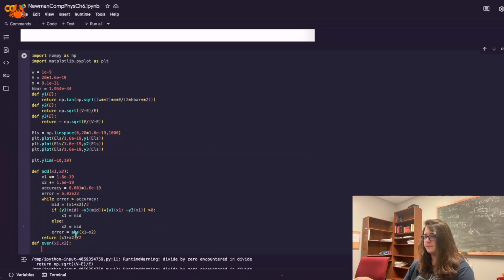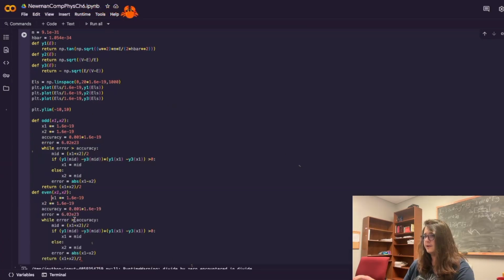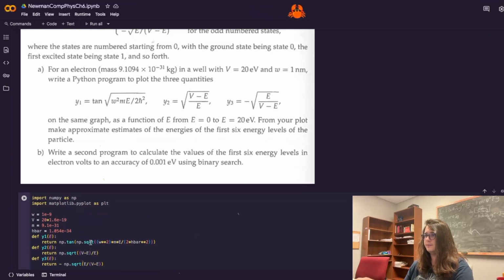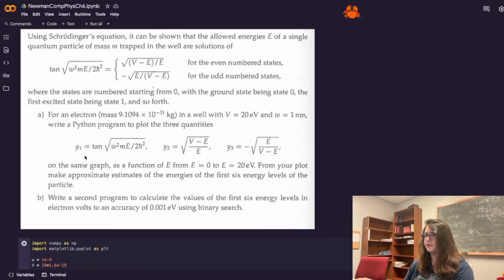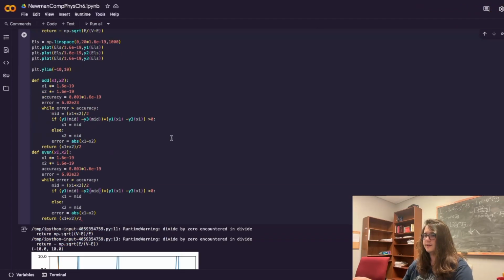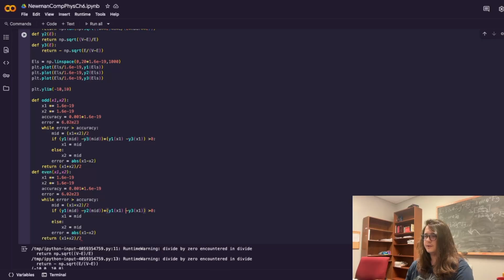And it's pretty much the same idea. So I'm just going to copy this down, except you're going to put y2 here, because for the even numbered states, you're solving the equation of y1 minus y2 equals 0, right? Okay, so y2 here and y2 here.